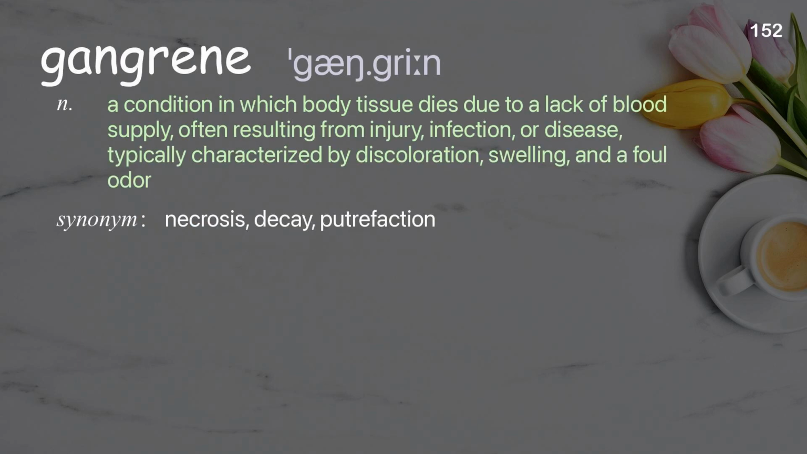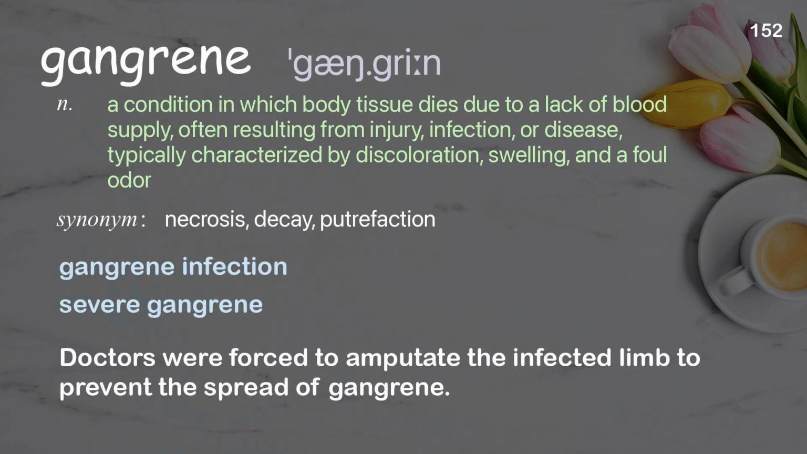Gangrene: a condition in which body tissue dies due to a lack of blood supply, often resulting from injury, infection, or disease, typically characterized by discoloration, swelling, and a foul odor. Examples: gangrene infection, severe gangrene. Doctors were forced to amputate the infected limb to prevent the spread of gangrene.